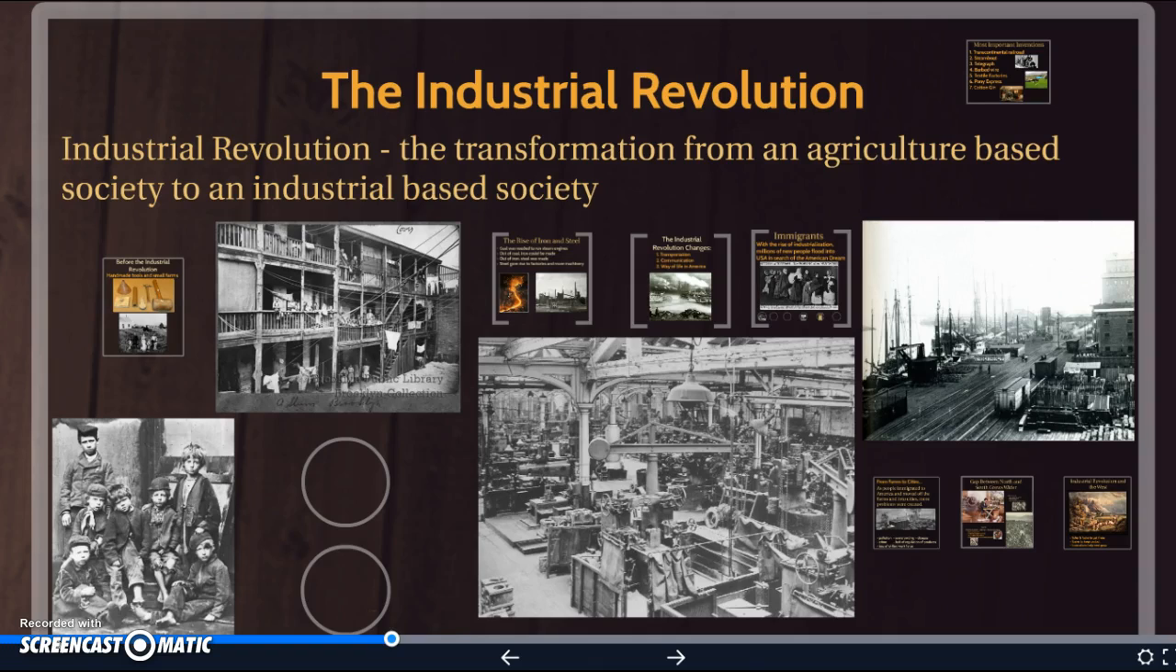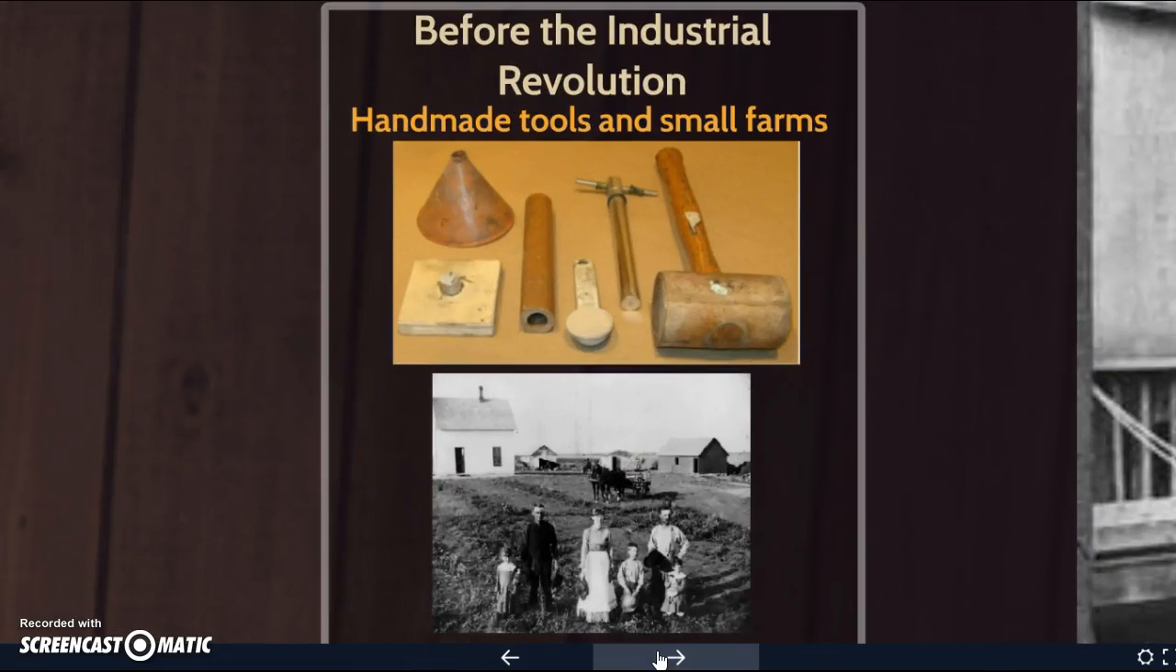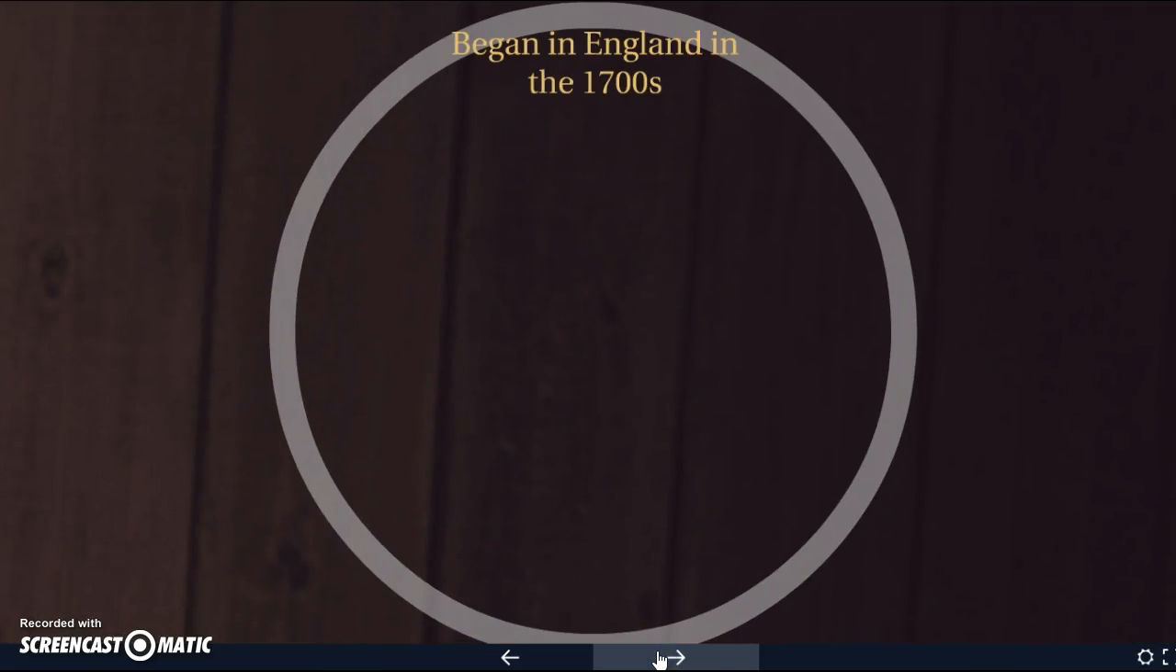Also, before the Industrial Revolution, most of the work was done with handmade tools or animals. After the Industrial Revolution, everything is done using machines.